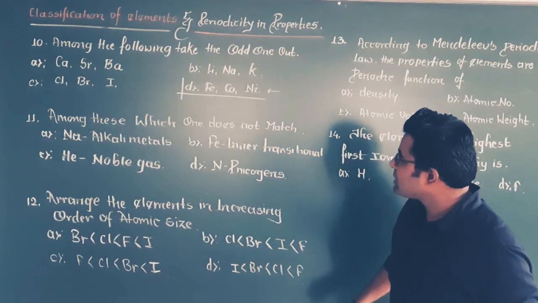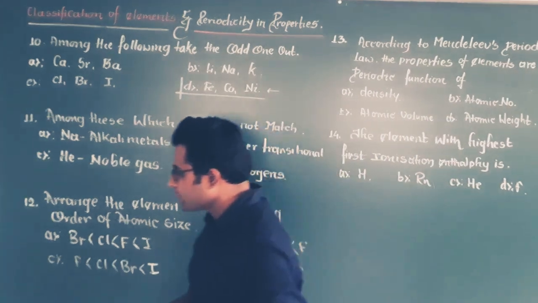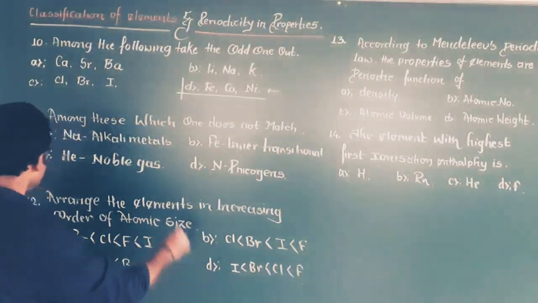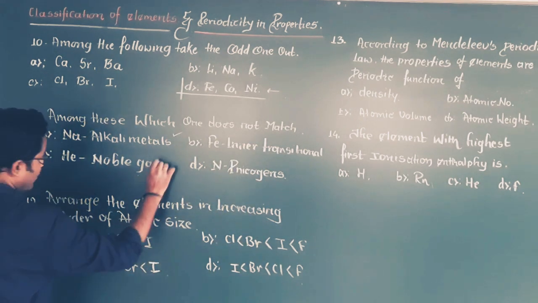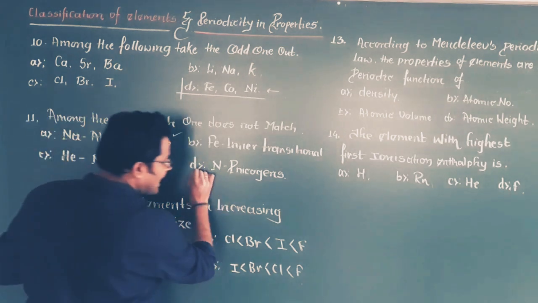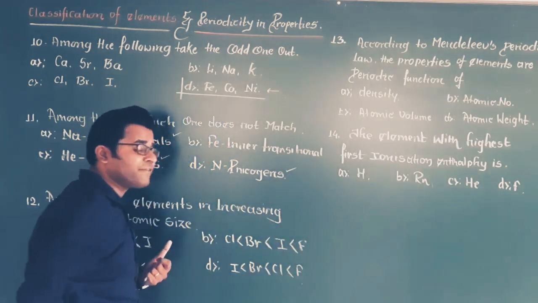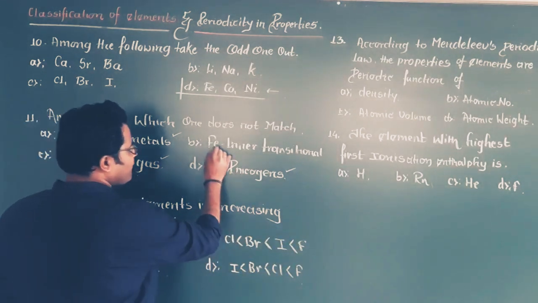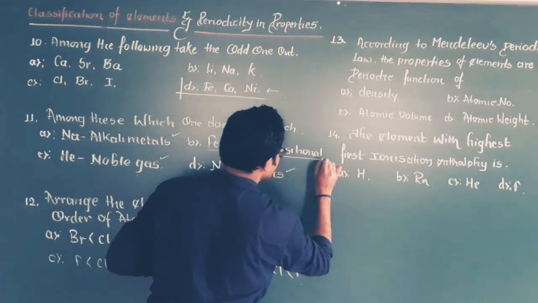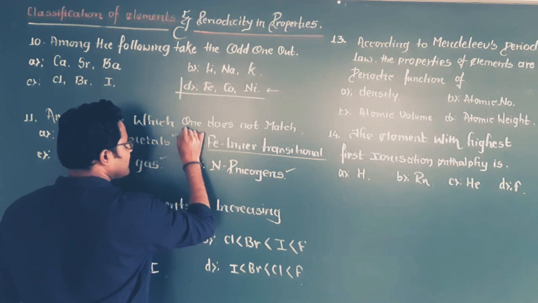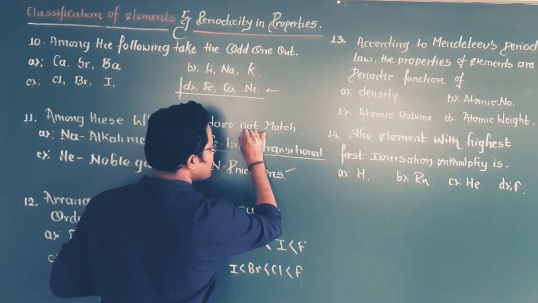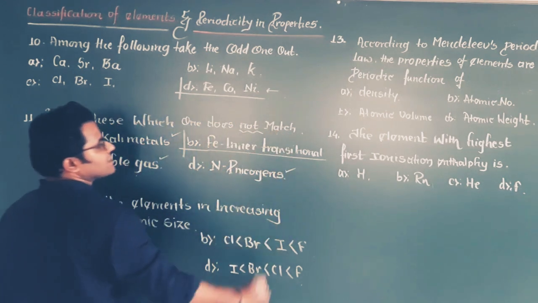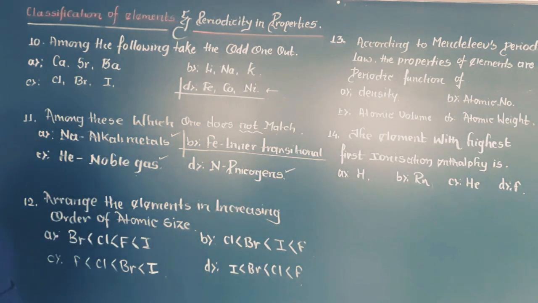The next case, among these, which one does not match? Now, in the first case, they have asked us sodium, alkali metal. Yes. Helium is a noble gas. Perfect. Nitrogen, nitrogen family, correct. Now Fe is not an inner transition element, so therefore it does not match. It is not going to match in this case. Therefore, the answer is B over here.